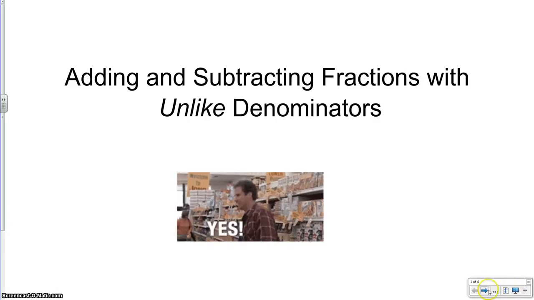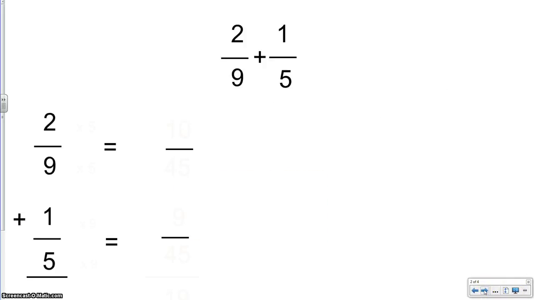So we'll go ahead and go to the first slide. And you can see we have 2/9 plus 1/5. So we have a 9 and a 5, and we're not allowed to have that. They both have to be exactly the same in order to add them. So we have to find equivalent fractions that have the same denominators.